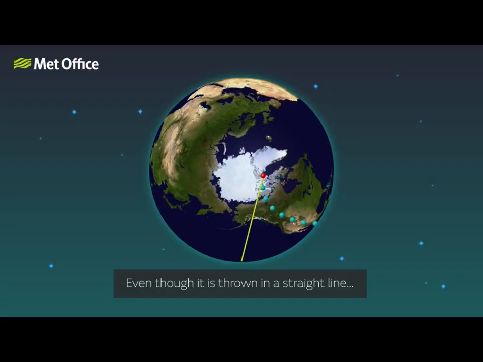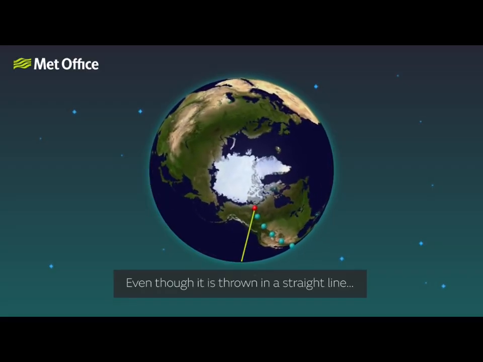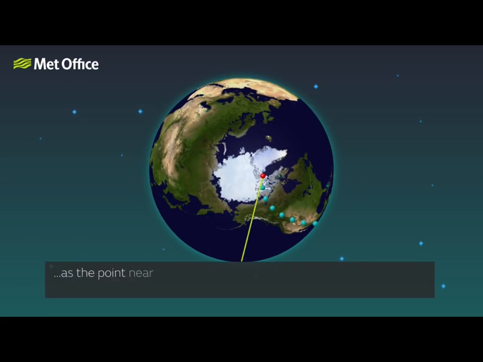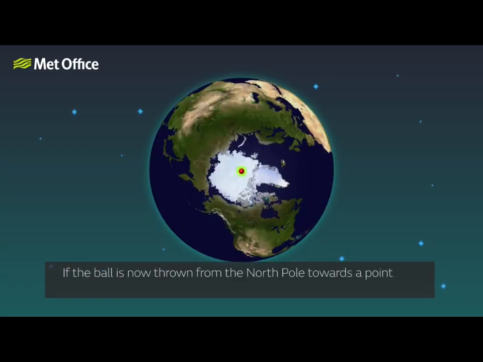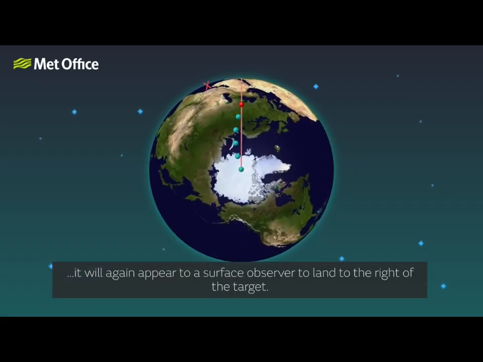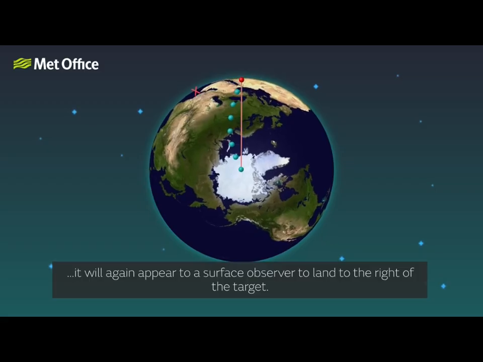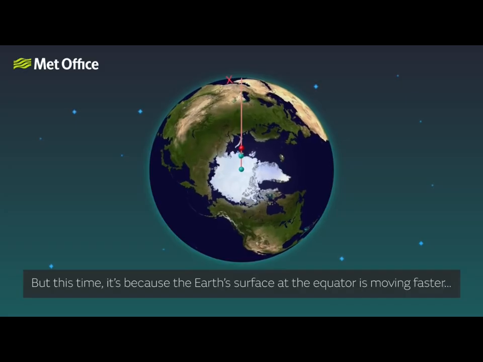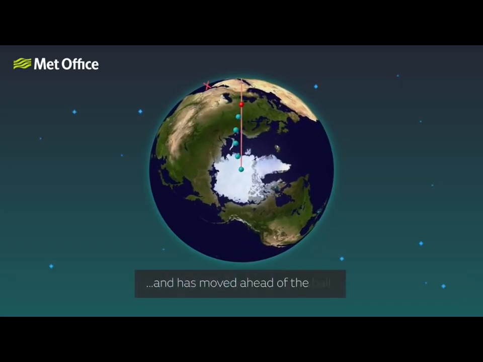Even though it moves in a straight line, the ball will appear to an observer on the ground to curve away and land to the right of its target, as the point near the North Pole is moving more slowly and is not caught up. If the ball is now thrown from the North Pole towards a point near the equator, it will again appear to a surface observer to land to the right of its target. But this time it's because the Earth's surface at the equator is moving faster and has moved ahead of the ball.